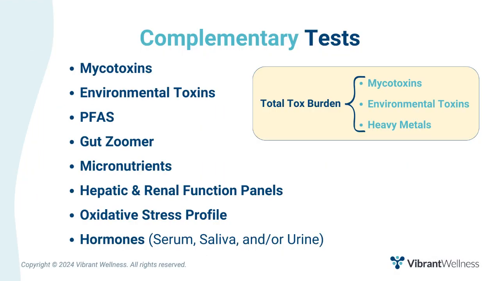In addition to heavy metals, also consider exploring exposure to mycotoxins, environmental toxins, and PFAS to investigate and reduce total toxic burden. Also consider the hepatic and renal function panels to investigate liver and kidney function, which impact detoxification and elimination. The gut zoomer to investigate microbial overgrowth burden, intestinal hyperpermeability, and/or elevated beta-glucuronidase impacting detoxification and elimination. Micronutrients to assess intracellular and extracellular micronutrients required for phase 1 and phase 2 detoxification pathways, and because many heavy metals deplete critical nutrients such as antioxidants and minerals.